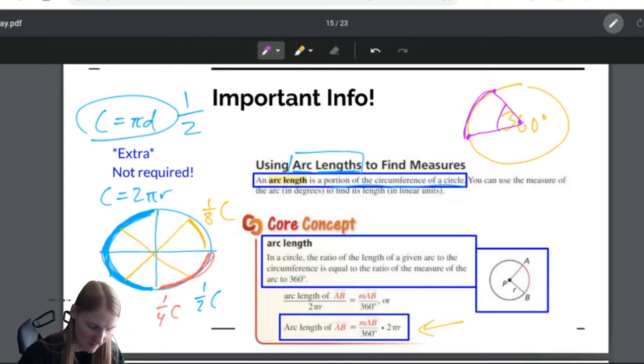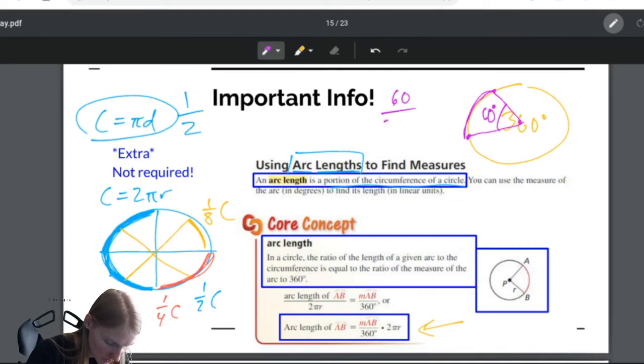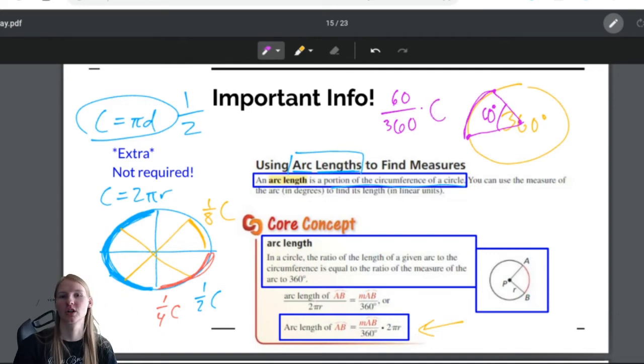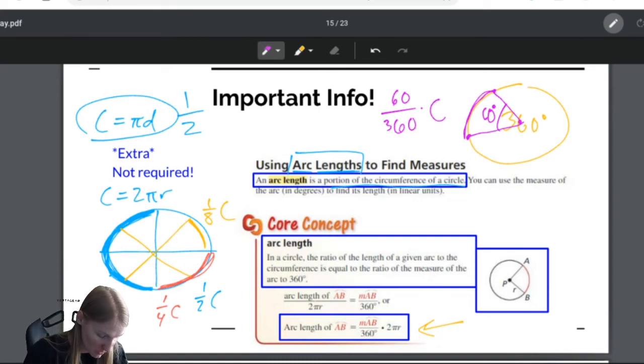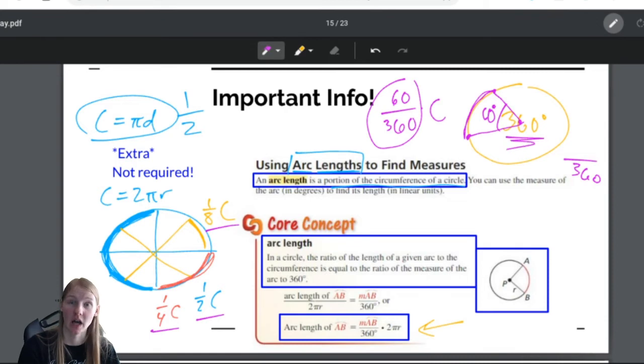What angle is that? Maybe it's 60 degrees. So now all I have to do is take 60 out of 360, and take that portion of my circumference. All we're doing is taking fractions of the circumference. An easy way to make that fraction is by taking it out of 360, since there are 360 degrees inside of a circle. And that's what this says right here.